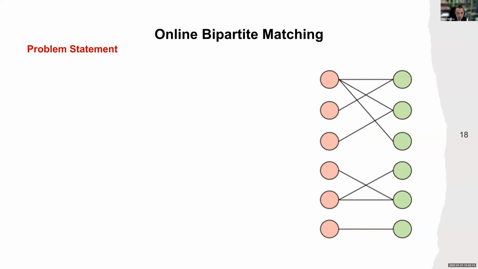So what is online bipartite matching? It says I have a bipartite graph. On the left are red vertices, on the right are green vertices, and all the edges only connect red and green. They do not connect vertices inside red or inside green. There are no such edges.